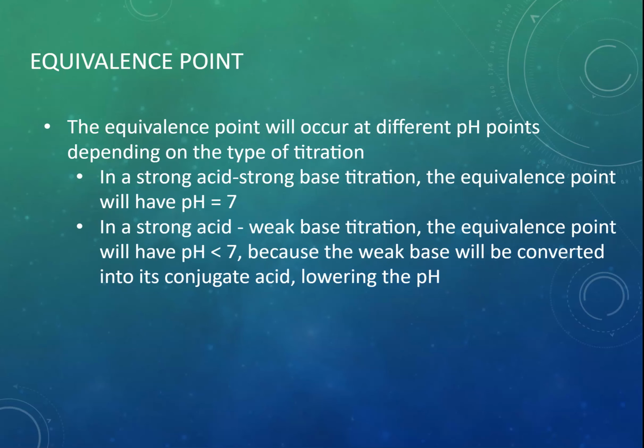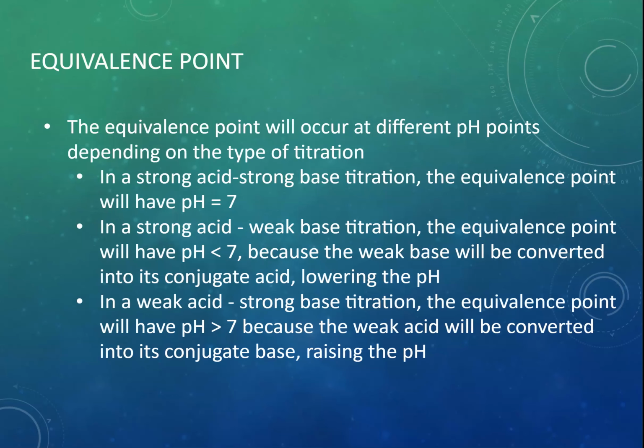But if you have a strong acid and a weak base, then your equivalence point is going to be more like a pH a little bit less than 7, maybe 5.5, 6, because your weak base is being converted into its conjugate acid during the point of that titration, which is going to lower the pH at that equivalence point, because you're not going to have a neutral salt and water, you're going to have a weak acid and water present. Conversely, if you have a weak acid and a strong base titration, the equivalence point is going to have a pH of greater than 7, often around somewhere between 7.5 and 9, because your weak acid is going to be converted into its conjugate base, which is going to raise the pH at that equivalence point.